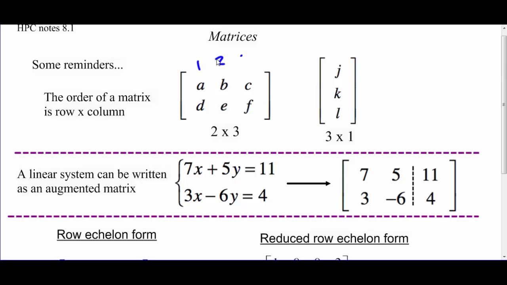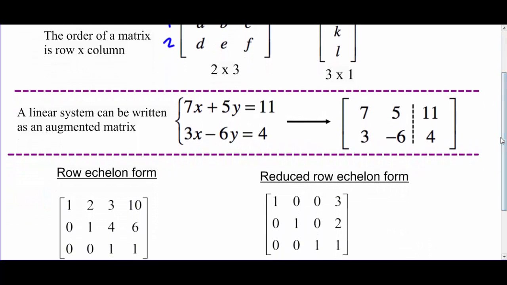3 columns, 2 rows. So when we talk about the address of a matrix or of an entry in a matrix, we can find it based on the row and the column. The second matrix that you see here is a 3 by 1, 3 rows and exactly 1 column. All right, so that's how we talk dimension. It's always row by column.